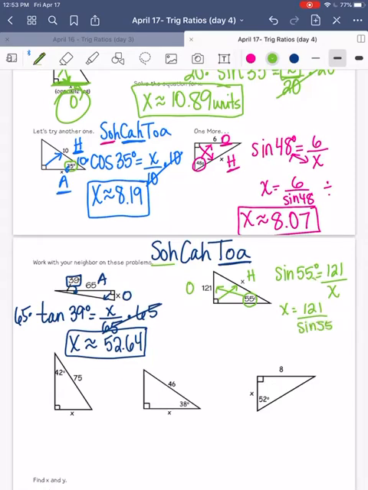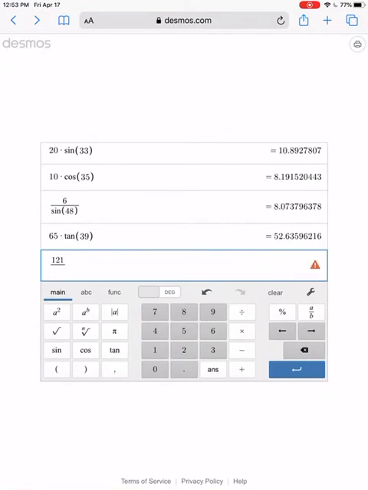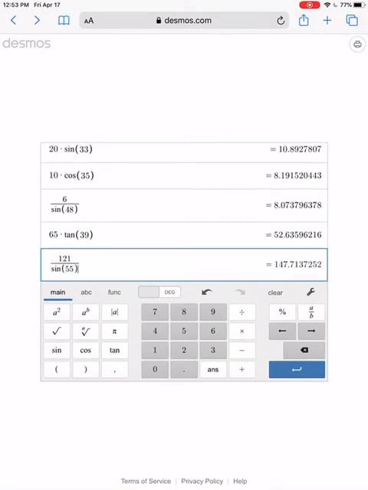Remember, they just switch places, these two. You can think of this as an imaginary 1 under here, and then that's how you're allowed to do that. All right, so now we're going to type in, remember the fraction bar means divide. So 121 divided by sine 55.